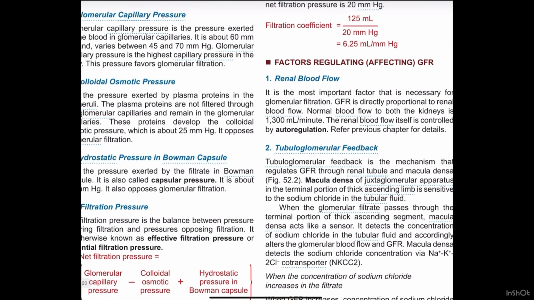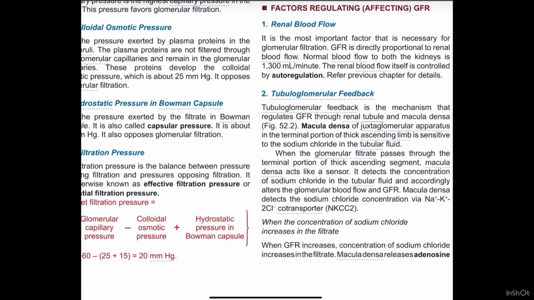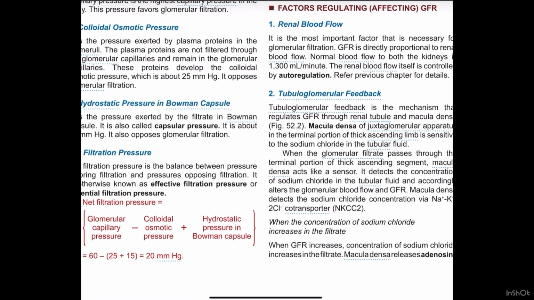Hope you got it. The factors regulating this GFR. Many factors are there, like the RAS mechanism and all those things that we are going to discuss. It is the most important factor that is necessary for glomerular filtration. GFR is directly proportional to renal blood flow. GFR will be directly proportional to renal blood flow, that is RBF. How much RBF comes, that much GFR is going to be produced.